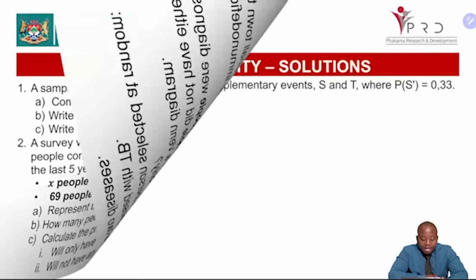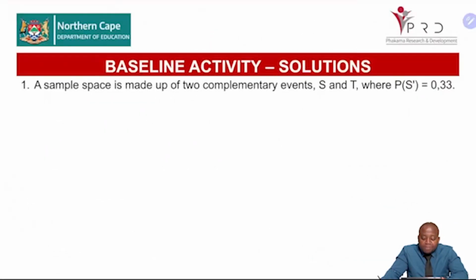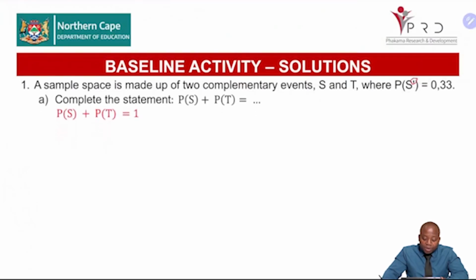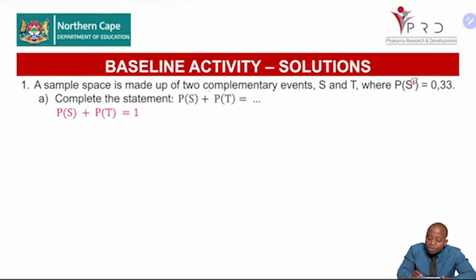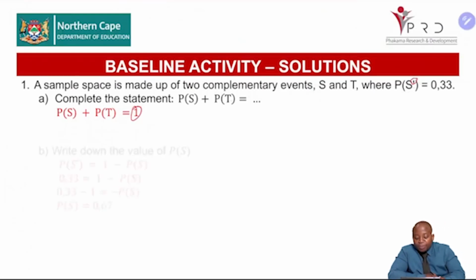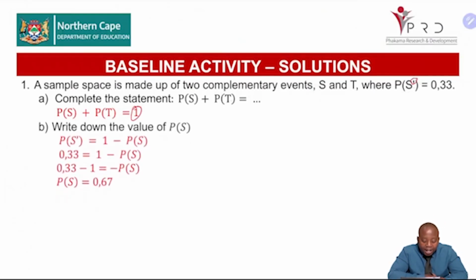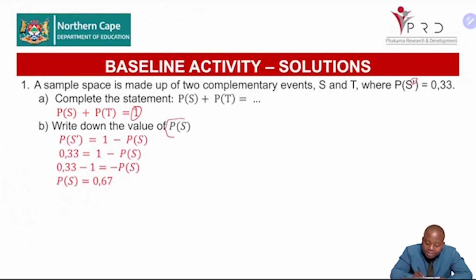Number one, a sample space is made up of two complementary events S and T, where the probability of S prime, that is to say the complement, remember the prime refers to a complement, where P of S not occurring equals 0.33. So number A, complete the statement. The statement says P(S) plus P(T), because both of them are complementary events, equals 1. Write down the value of the probability of S.